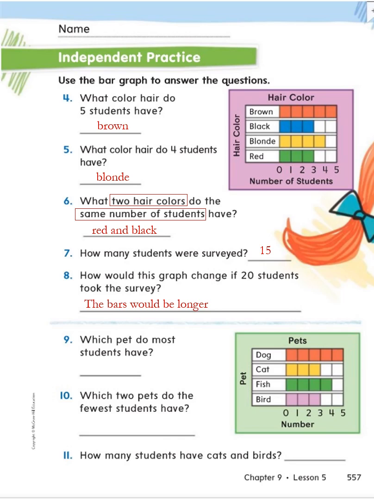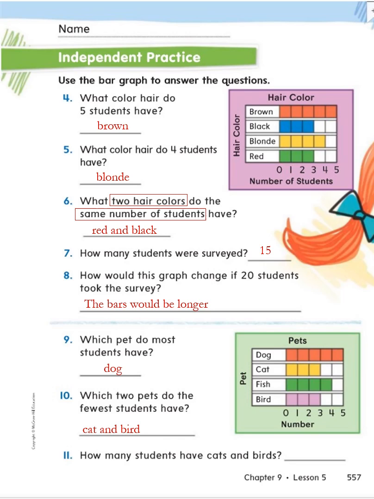Number 9. Pause here and complete those. Okay, number 9. Which pet do most students have? There's your answer. Number 10. Which 2 pets do the fewest students have? I'll read that again. Which 2 pets do the fewest students have? Cat and bird. We're looking for 2 pets and the fewest students, which means the smallest number.